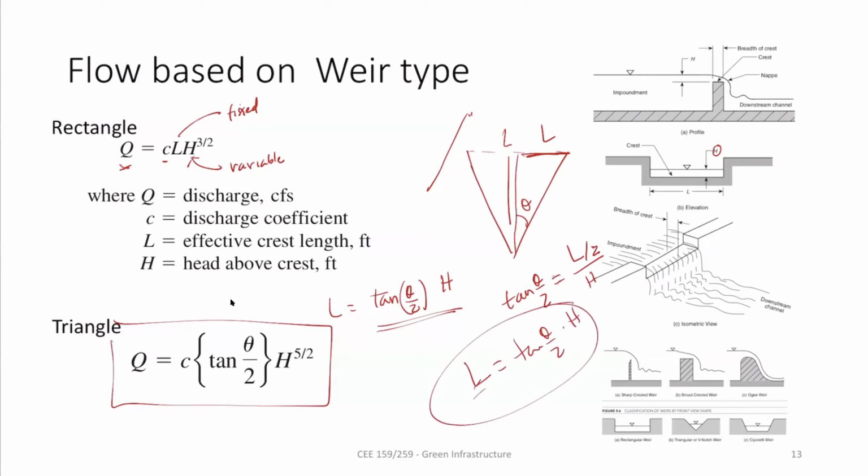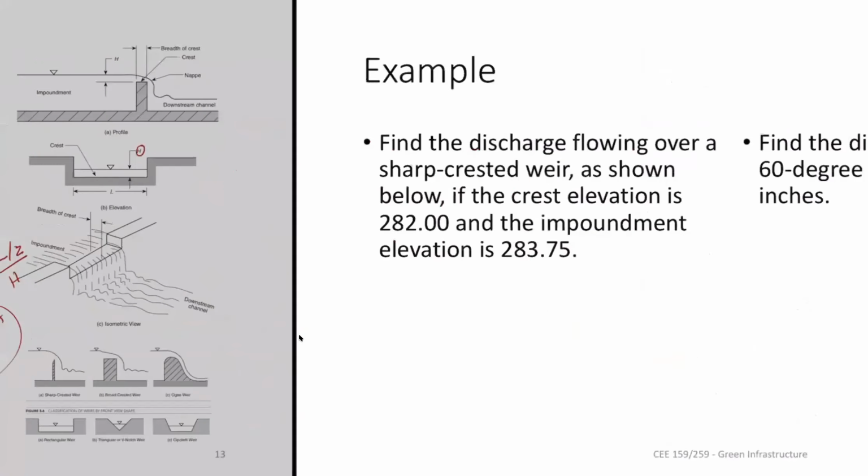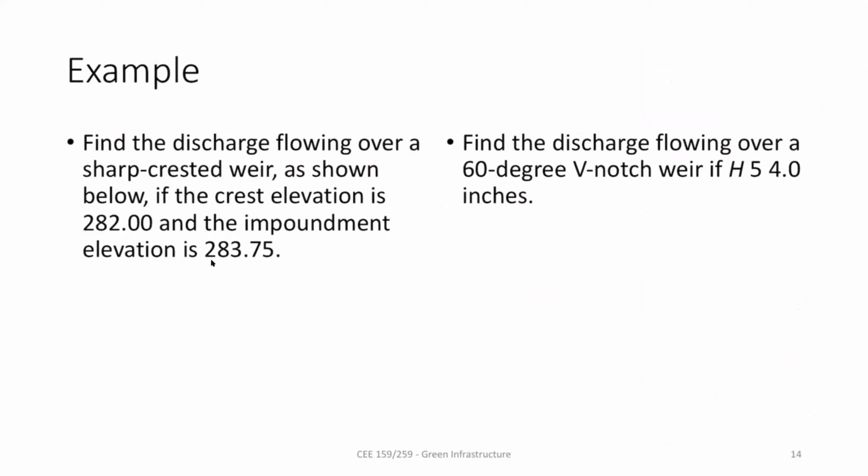So bottom line, for this, you just have to know the equations and plug in the values and get the answers for your homework as well as quizzes or midterms. Just understand conceptually where it comes from. We'll have some examples. For instance, this example is to find the discharge flow over a sharp-crested weir as shown below. If the crest elevation is 282, it doesn't tell the units, but you can decide whether it's inch or feet, the impoundment elevation is 283. These are all examples in the handout itself.